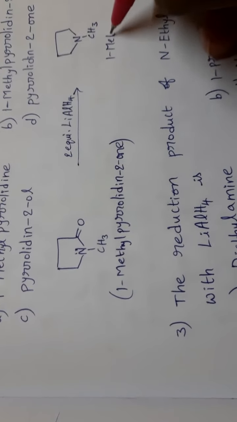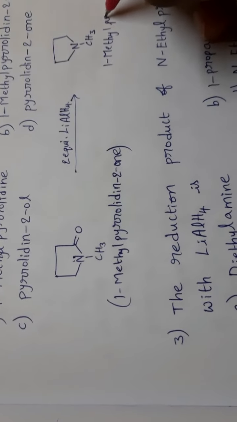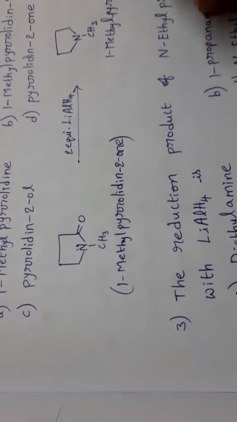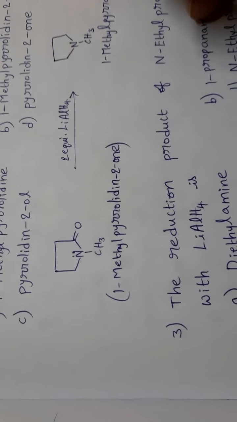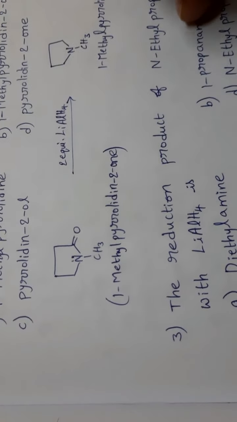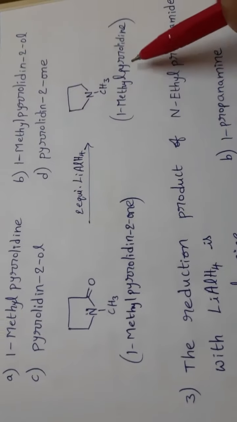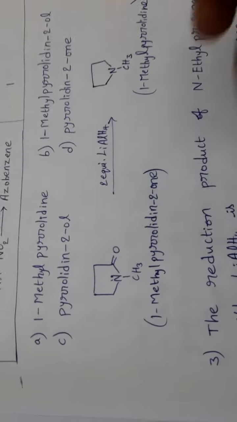1-methyl pyrrolidine. So keto group finally converted to alkane. So this is the product in this case. Then what is the option? Option A is the answer. Next, see the next one.